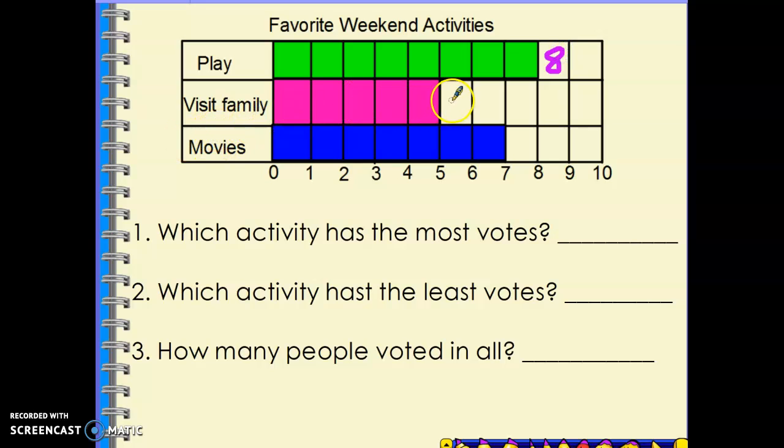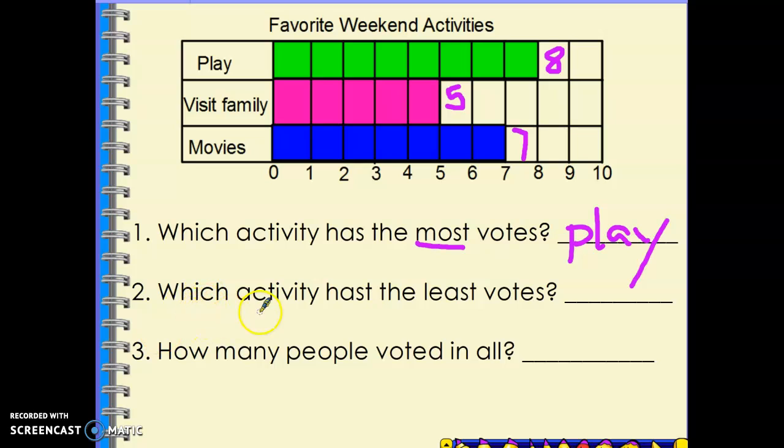Visit family has 5 votes. Good. And movies has 7 votes. So let's look at our questions. Question number 1. Which activity has the most votes? Most. So we have 8, 5, 7. 8 is our greatest number. So play has the most votes.